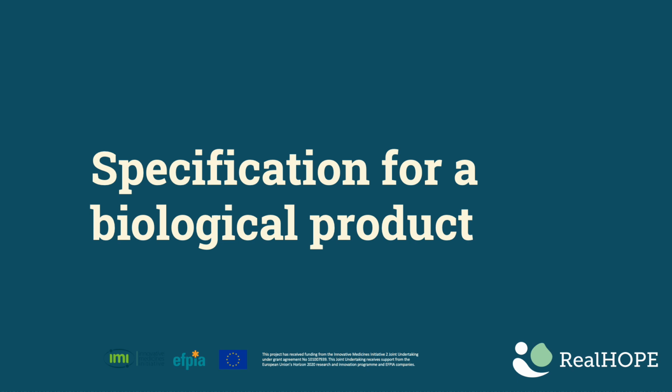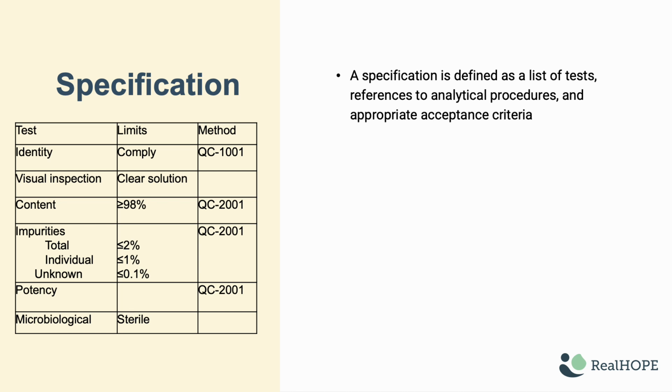In this part you will learn more about specifications. A specification is a contract between the authorities and the company regarding the quality of the product. In practice, it is a list of tests, references to analytical procedures, and appropriate acceptance criteria, which are numerical limits, ranges, or other criteria for the tests described. It is a combination of demands set by authorities, which are often found in pharmacopoeias, and discoveries during product development.